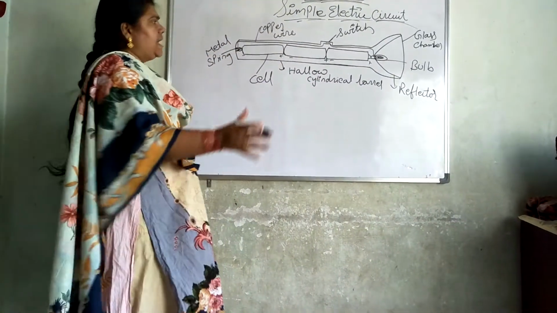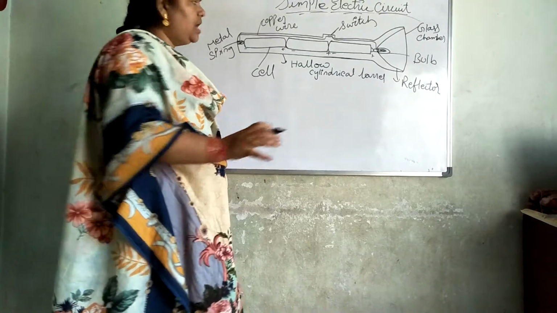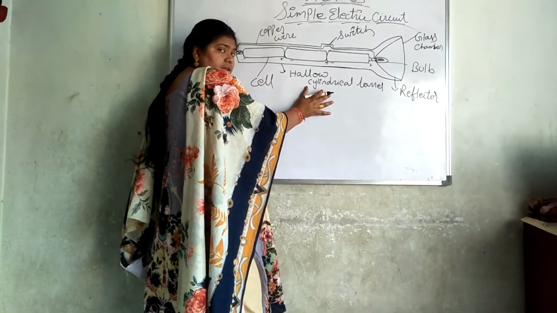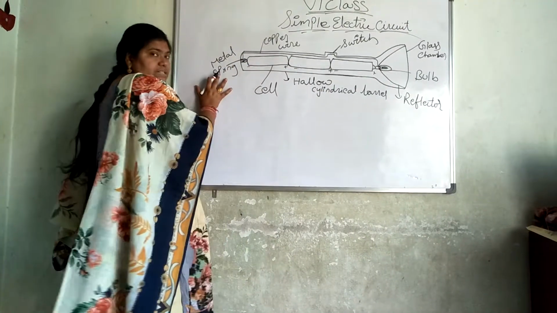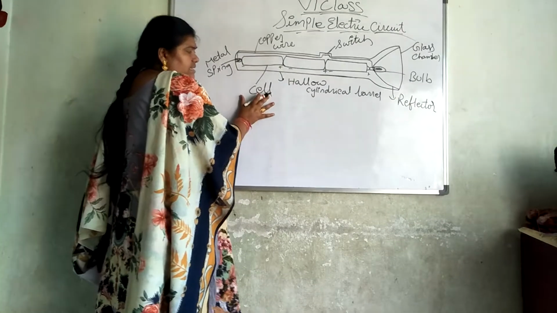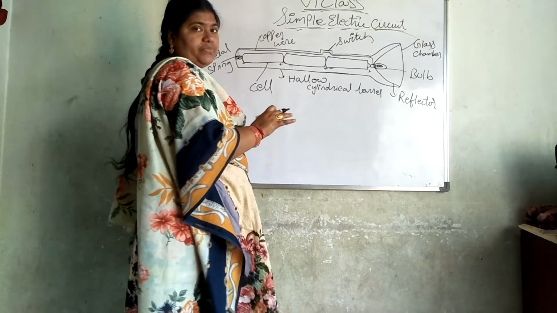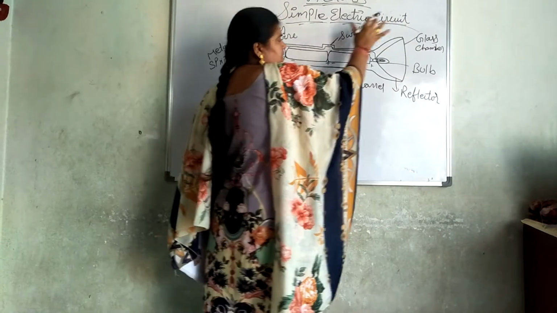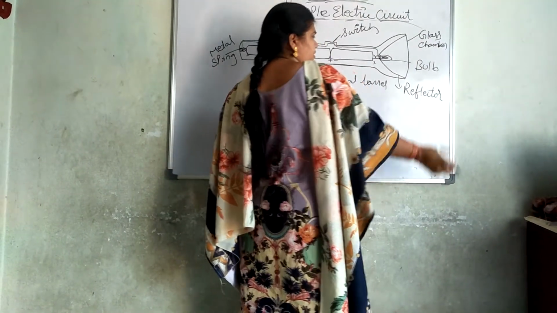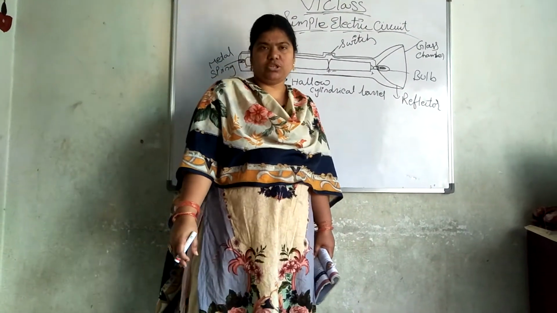Okay, what are the different parts of the torchlight? First is a hollow cylindrical barrel. Next is a metal spring which is present at the cap. Third is the cell inside. Fourth is copper wire. Fifth is the switch. Sixth, glass chamber. Seventh, bulb. Eighth, reflector. A total of 8 different parts are present in the torchlight.